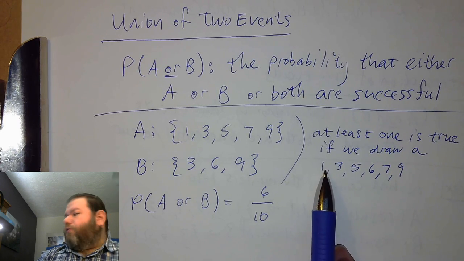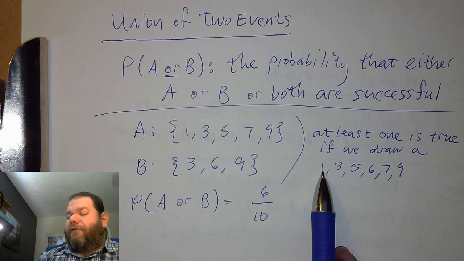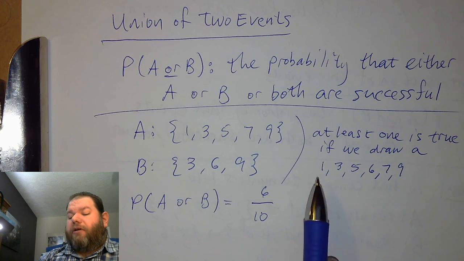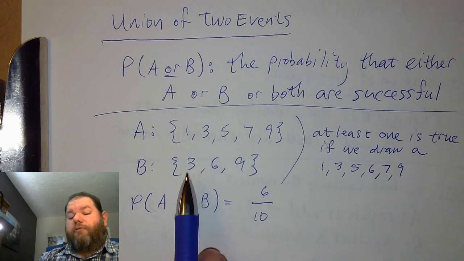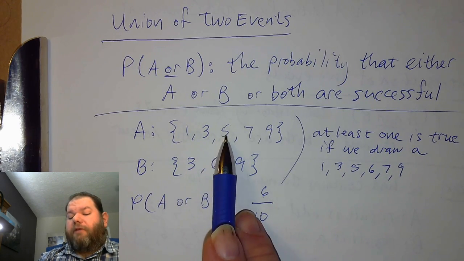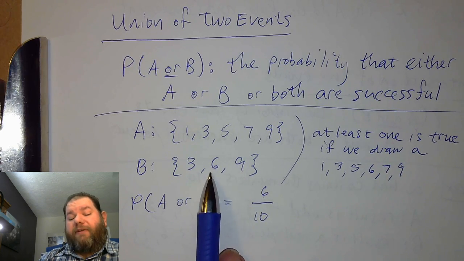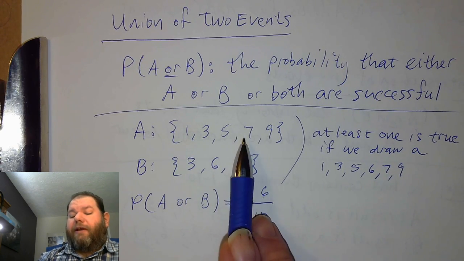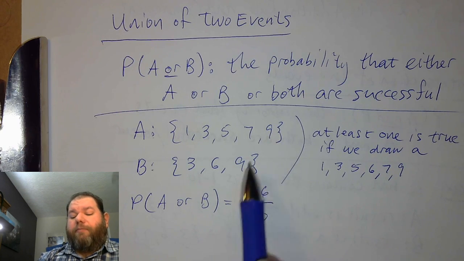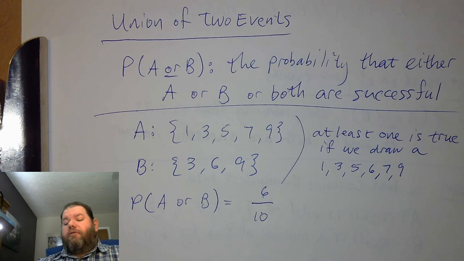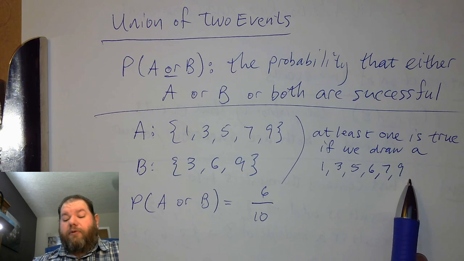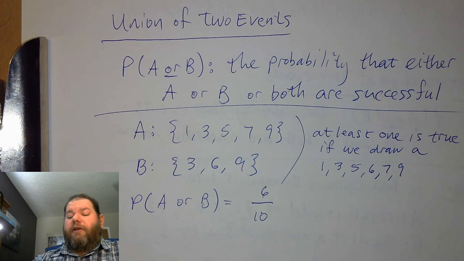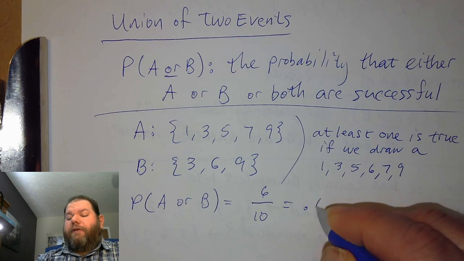So as long as we choose one of them, it's okay. As long as you choose one of these 6 numbers, a 1 would make event A successful, 3 would make either one of these successful, 5 would make event A successful, 6 would make event B successful, 7 would make A successful, and 9 would make both successful. Then we can say at least one of those 2 events will be successful if we choose any one of those 6 numbers. So that's 6 out of 10 probability, or 0.6.